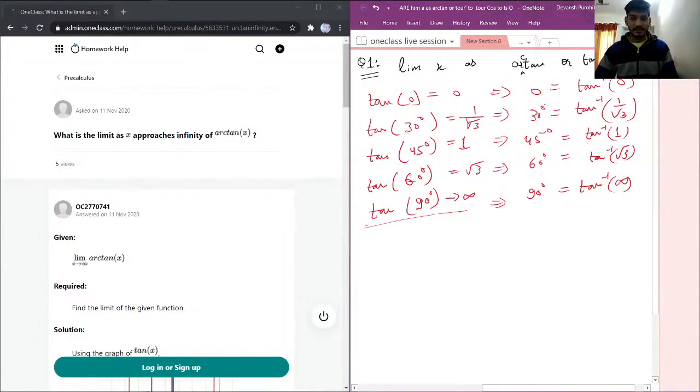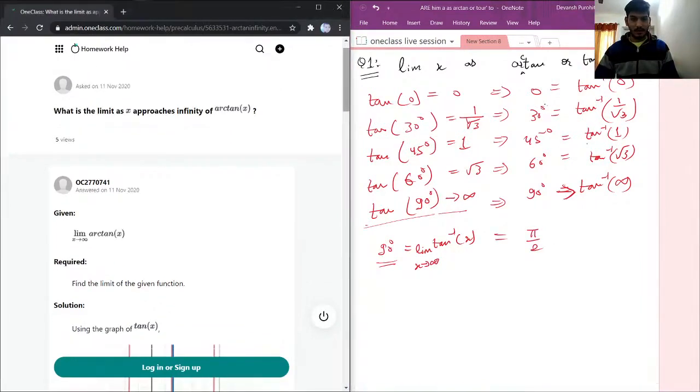Now our question asks: what is the limit of arctangent, or tangent inverse, of x as x approaches infinity? Because it is never touching infinity, it is always approaching infinity, so we should write it as the limit as x approaches infinity of tangent inverse of x. We can see clearly that when x is approaching infinity, this angle is 90 degree, or we can also say that it is pi over 2.